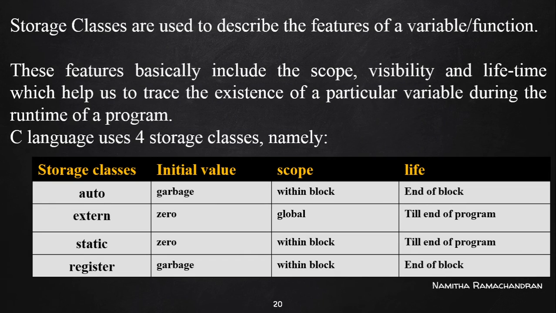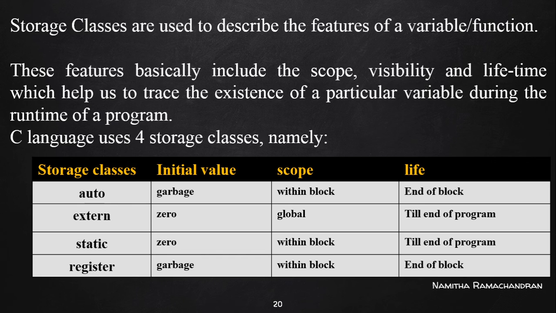The storage classes are used to describe the features of a variable or function in C programming. Features like scope, visibility and lifetime of a variable. These features help us to trace out the existence of a particular variable during program execution.